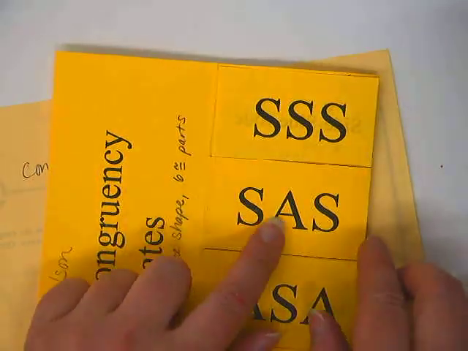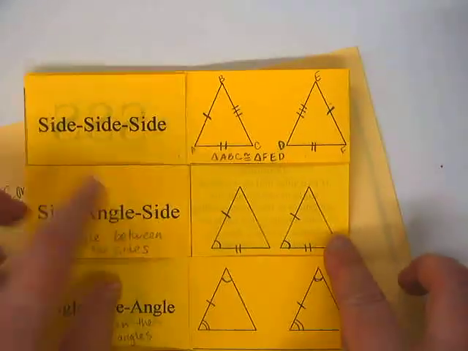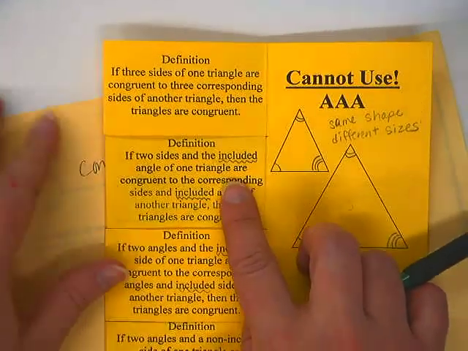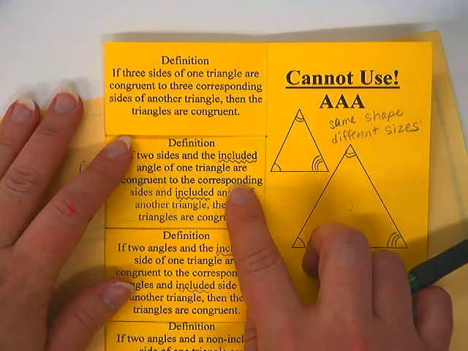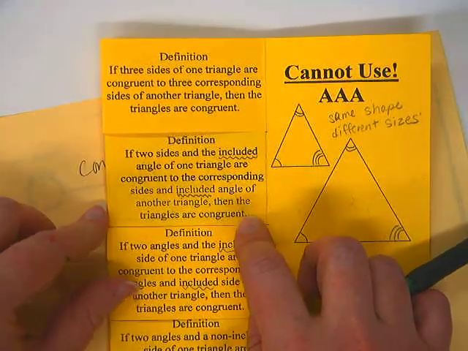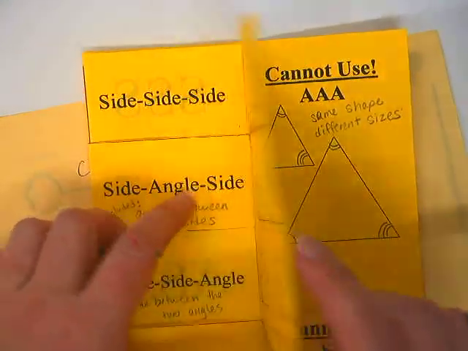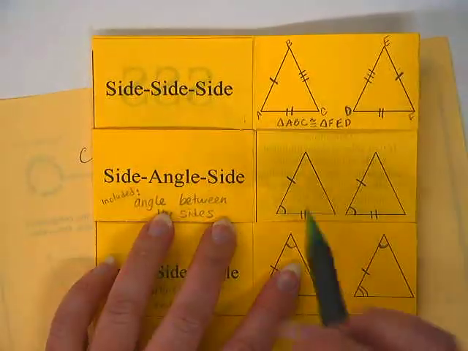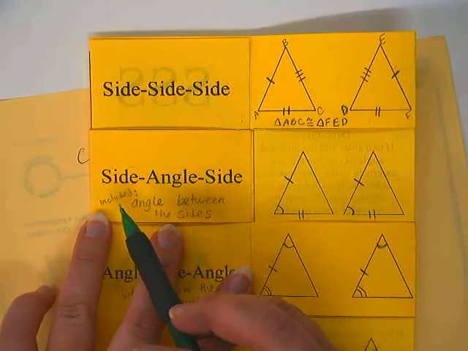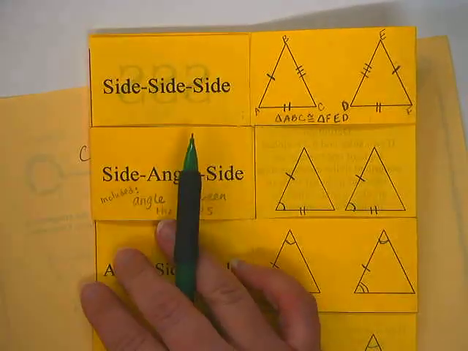The other one I want you to be aware of today is called SAS, which stands for side, angle, side. Here's our actual definition. If 2 sides and the included angle of one triangle are congruent to the corresponding sides and included angle of another triangle, then the triangles are congruent.